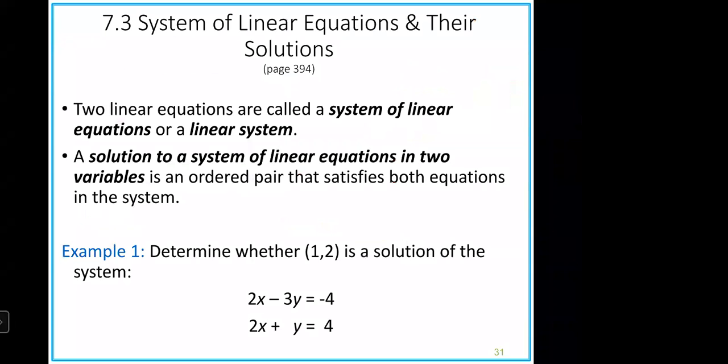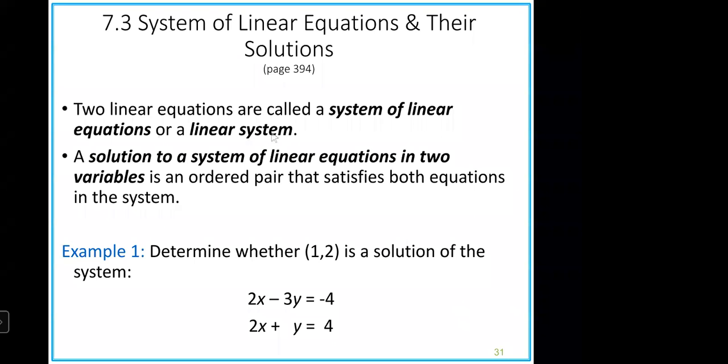So that is the section 7.2 that we're going to be looking at. So we just have a portion of 7.3 to look at before we finish for today, and I look at those questions you asked me about. But in this section here, we are basically continuing the same thing, but what we are doing now is we are looking at two linear equations on the same coordinate plane. So it says here that two linear equations are called a system of linear equations, or a linear system.